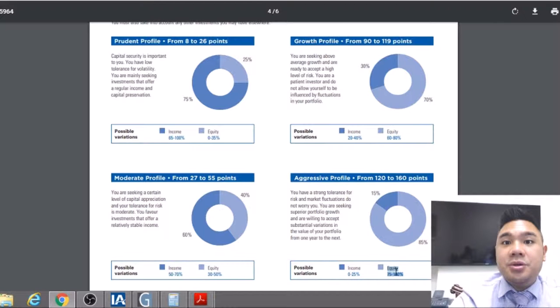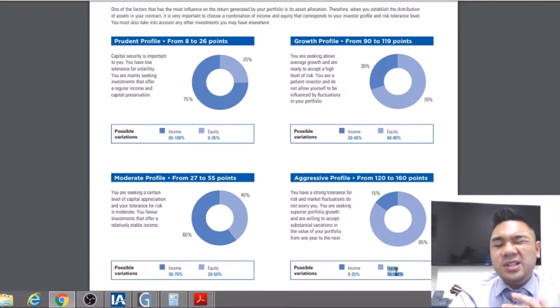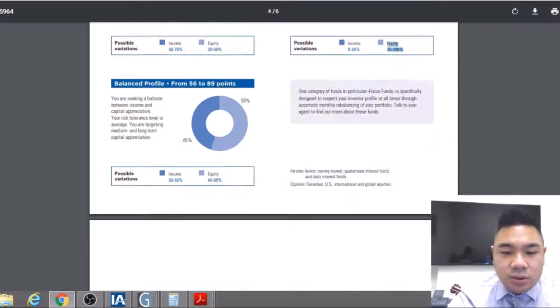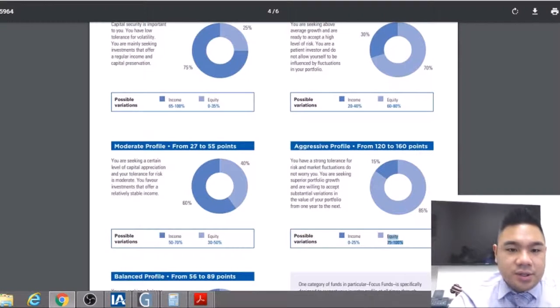Obviously, it's a little bit more risky, but you can make more. So obviously, it depends on the risk tolerance of the investor and what they're comfortable with, what they're suitable for investing into, et cetera.